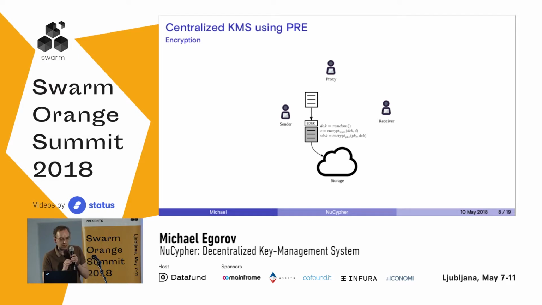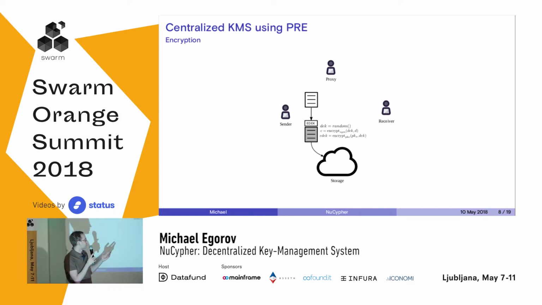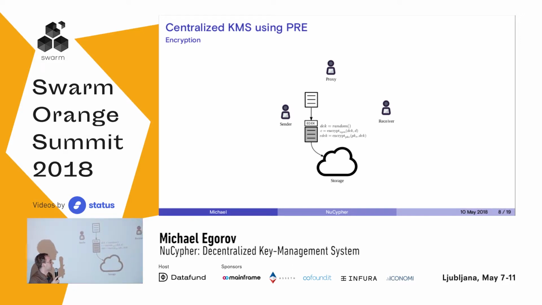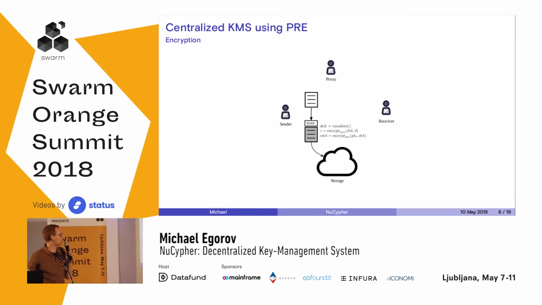So let me first explain how we use that using one proxy, and then how we decentralize that. Imagine you use just a typical scheme for encrypting files. You encrypt your file with a random symmetric key, and you encrypt the symmetric key with the public key of the sender, let's say Alice. So this is your ciphertext, text encrypted with a block cipher, and the encrypted symmetric key. And you store that in some storage layer, whatever that is.